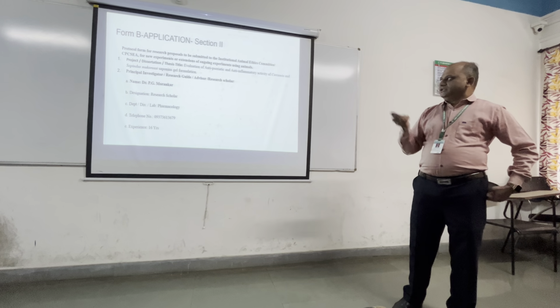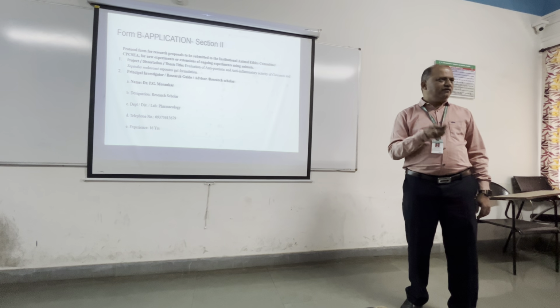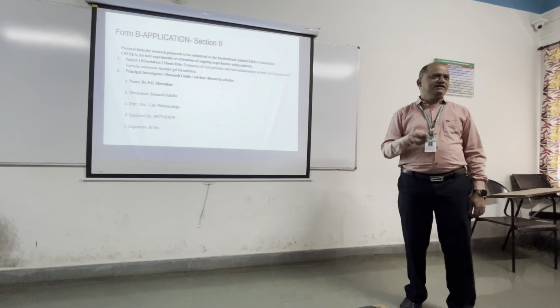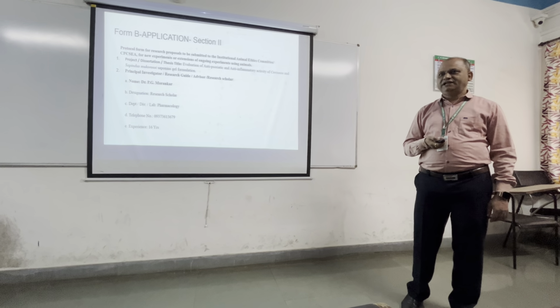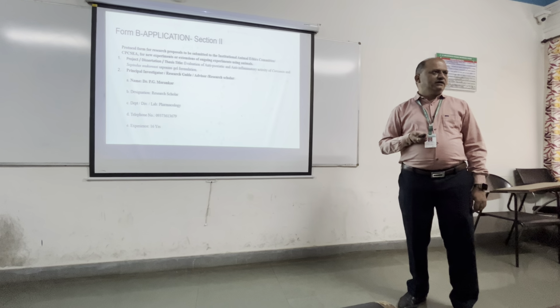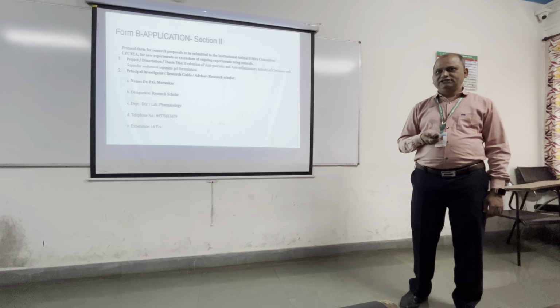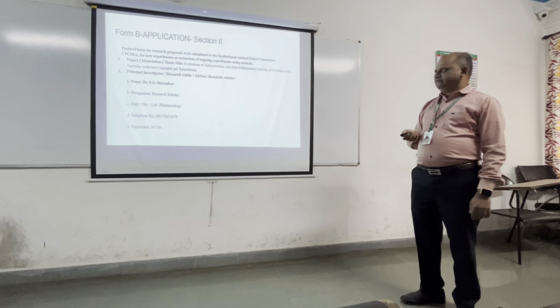Then this is section 2. Section 1 is the general information: from where you are procuring the animals, what is the CCSEA registration number of your animal facility, where the animals are proposed to be kept. And in this part, the details about our research: what will be the title, protocol, procedure, number of animals required. One by one we will see.